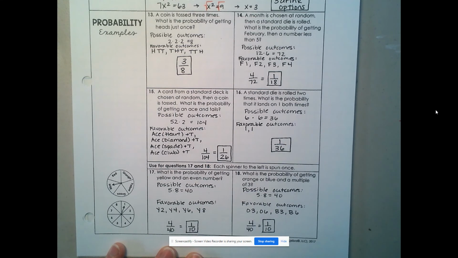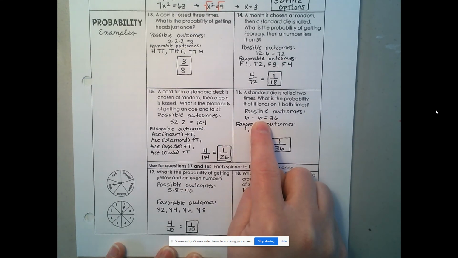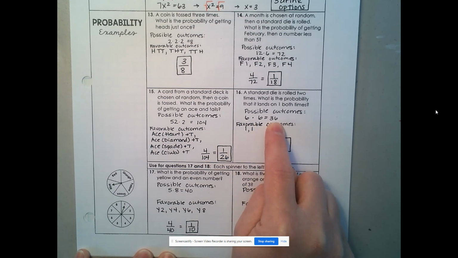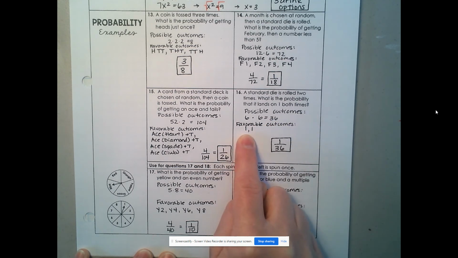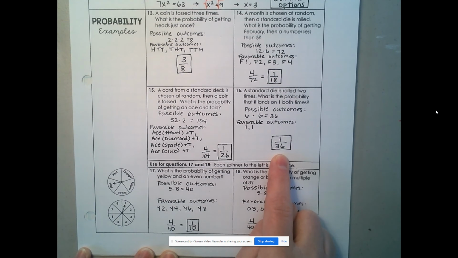A standard die is rolled 2 times. So I get a 6 the first time, I get a 6 the second time because none of the numbers disappear. Every time I roll a die, there are 6 outcomes, making for 36 outcomes from rolling it twice. What if I want to get a 1 both times? Sometimes that's called snake eyes. There's only 1 out of 36 ways to get that.